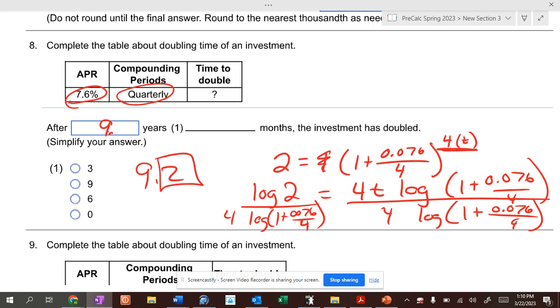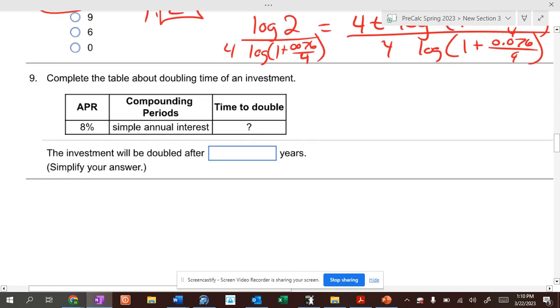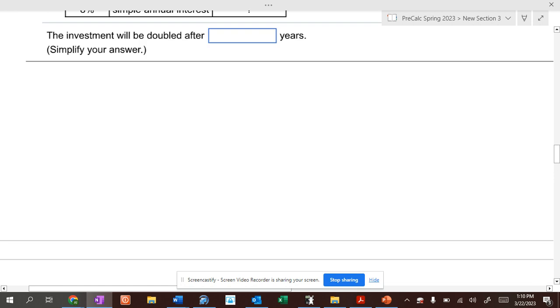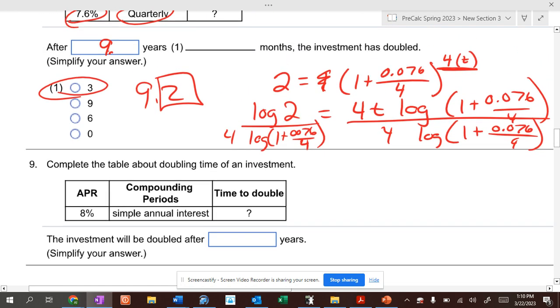Well, 0.2 of a year, 2/10 of a year, is close to how many months? It's closest to 3 months versus anything else. Okay. All right. I'm just going to let you get going on these 10 problems. See how you do.